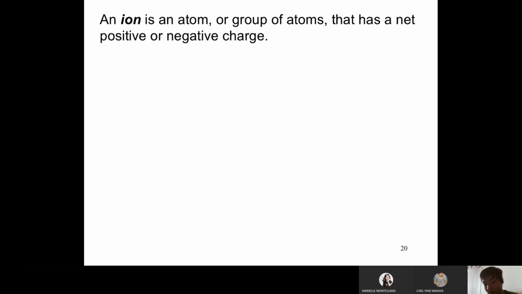How about ions? So, when we say ions, ito yung mga atoms na charged, or pwede rin siyang group of atoms na charged. So, when you say ions, this is an atom or group of atoms that has a net charge of positive or negative. Okay. So, sige.